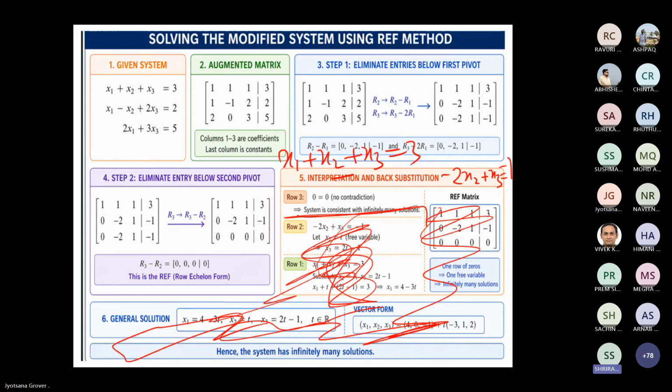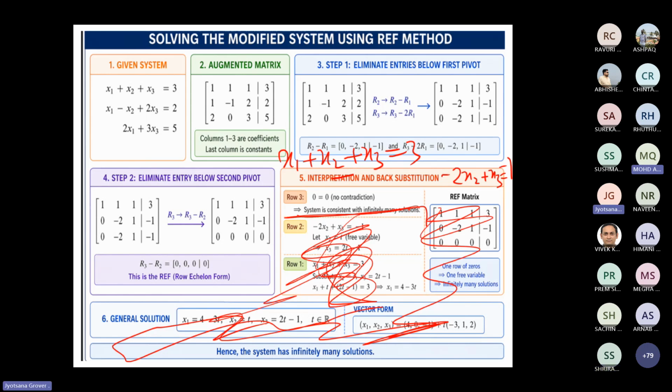What I mean is, we cannot find -2x2 plus x3 because we at least need to know x2 or x3. So if you have a bigger matrix, say x1 to x5, you only know x5 but you still don't know x1 to x4. In that case also it becomes infinite. You have to solve the system of equations.